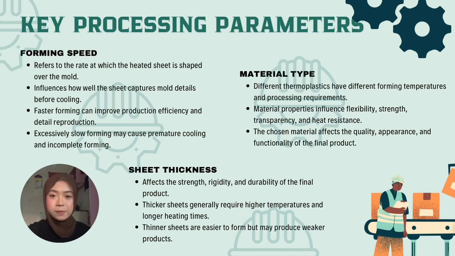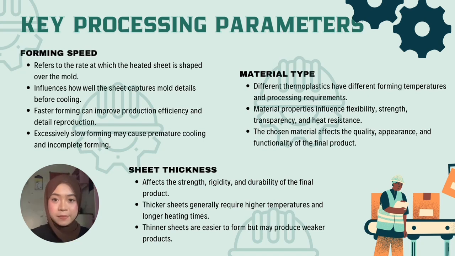Next is forming speed, which refers to the rate at which the heated sheet is shaped over the mold. This parameter plays an important role in determining how accurately the shape conforms to the mold surface before it cools and solidifies. Faster forming can improve production efficiency and detail reproduction. However, if the forming speed is too slow, the sheet may cool prematurely, resulting in incomplete forming and reduced product quality.